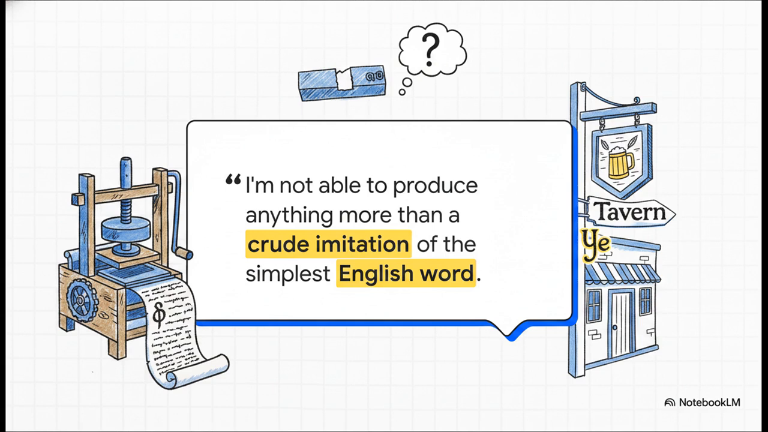But there was a massive problem as soon as it arrived, as he famously realized, even after all this expense, "I'm not able to produce anything more than a crude imitation of the simplest English word." The continental typesets he bought from Europe simply didn't include a metal punch for the letter thorn. It just didn't exist in the French or German alphabets those presses were built for.